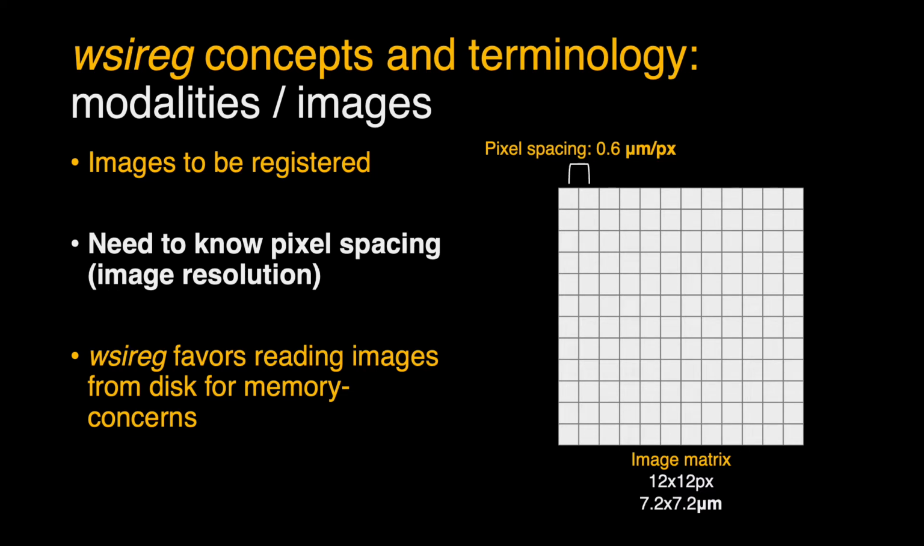Another thing to keep in mind is that WSIReg favors reading images from disk, just for memory concerns, rather than working directly with NumPy arrays or something like that, which may take up a lot of memory. If we're reading from disk, then we have random access possibly to the tiles of the image, and so that's generally favored.